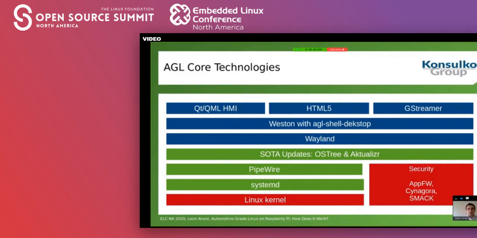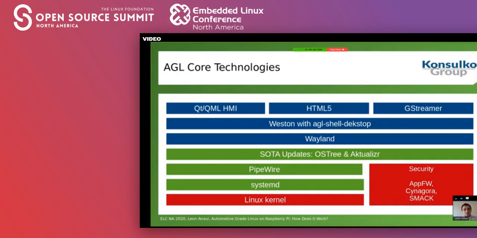This is a high-level picture of the core components of AGL. So in general, AGL as a Linux distribution is not so different from the GNU Linux distributions that we are running on our personal computers as desktops. However, there are certain components that are very specific for the automotive industry, and that makes AGL special. So let's have a look at these core components. Of course, this is a very small portion of all the components that the Linux distribution has. However, I think these are some of the most important parts.